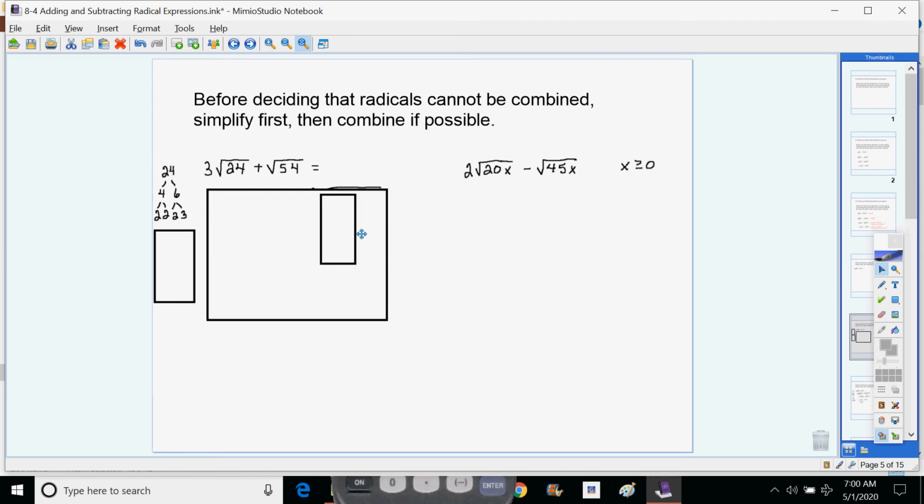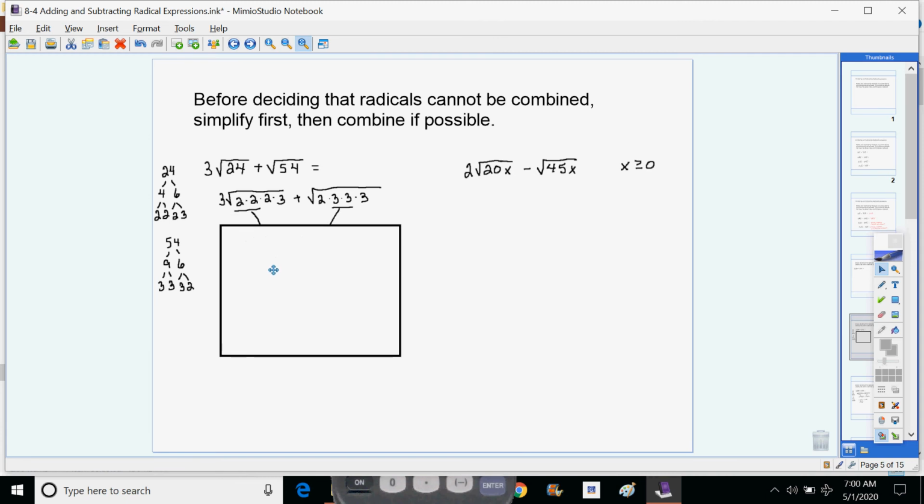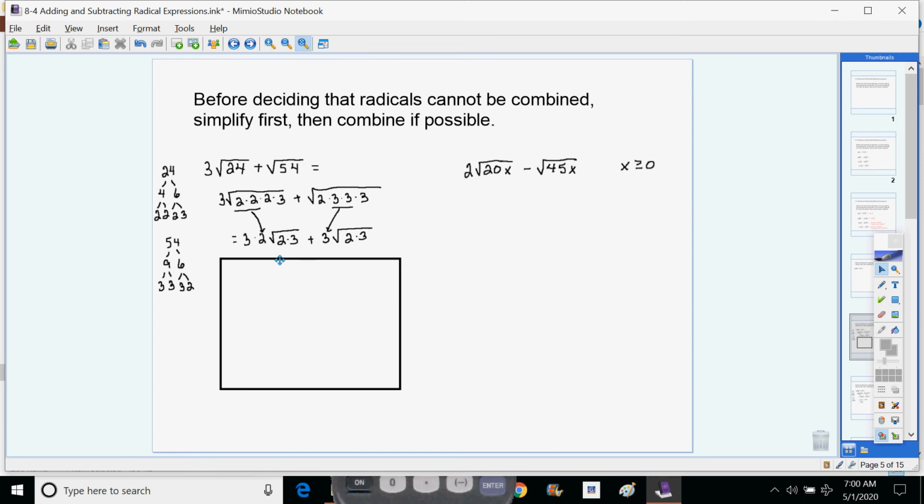So if I factor 2 times the square root of 24, 24 breaks down here. We have a pair of 2's, so a 2 can come out. And here we've got a pair of 3's when you finally factor this out. So a 3 can come out. Here's my factored form. One pair of 2's means a 2 can come out. One pair of 3's over here means a 3 can come out.